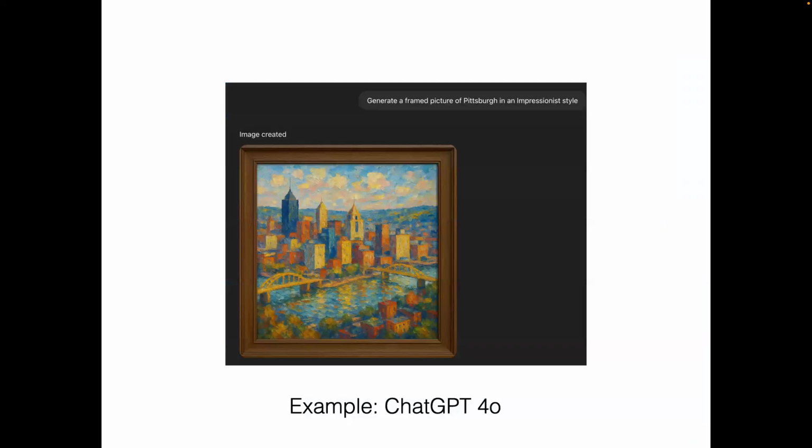Here's an example of generating an image. Here I said generate a framed picture of Pittsburgh in an impressionist style, and at the time it was GPT-4o, and it generated this image. I'm not sure if one of the bridges is hallucinated, but anyways, it's a nice style. That's the only example I had. But if you've used things like ChatGPT, now you can have these kinds of interleaved conversations with images and things like that.